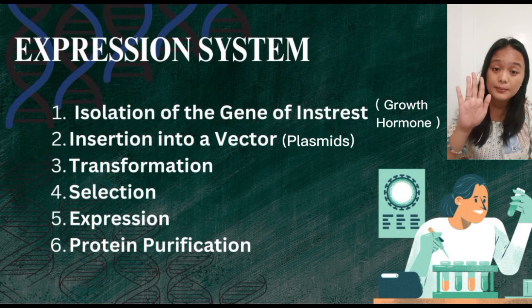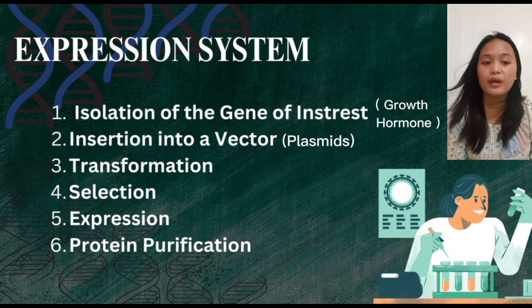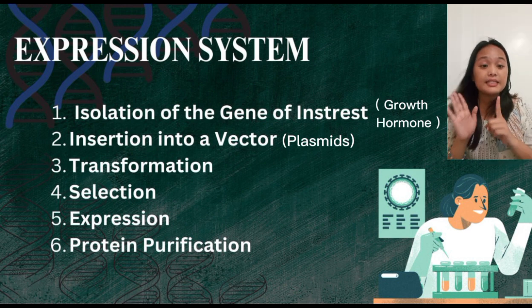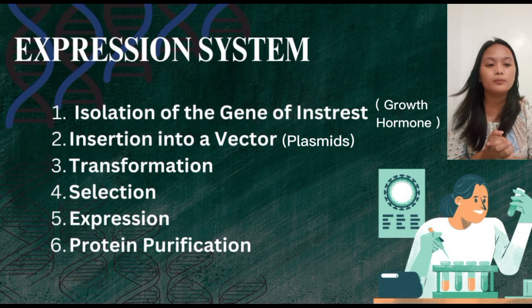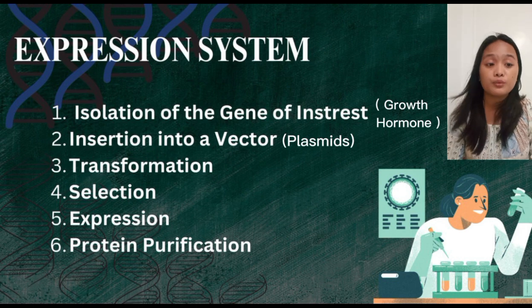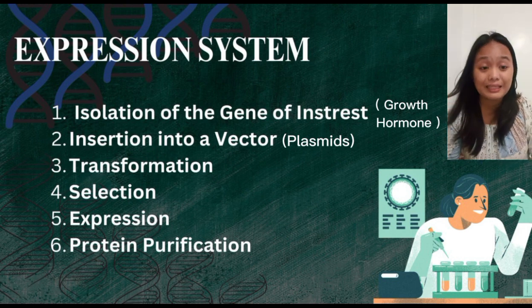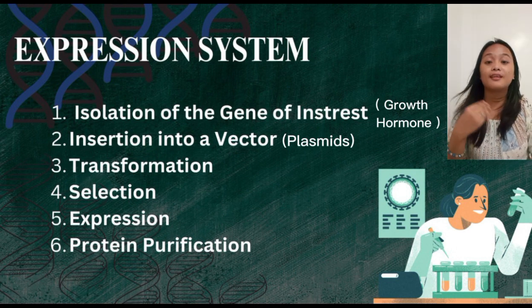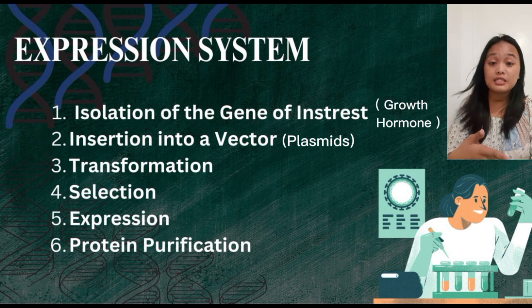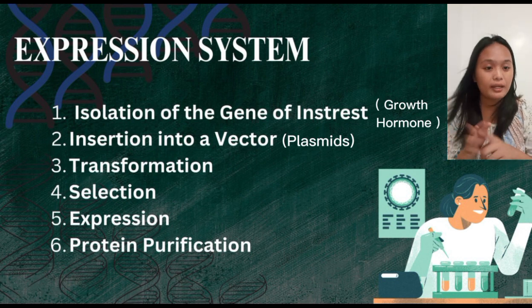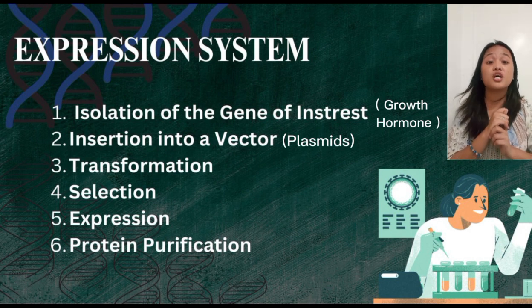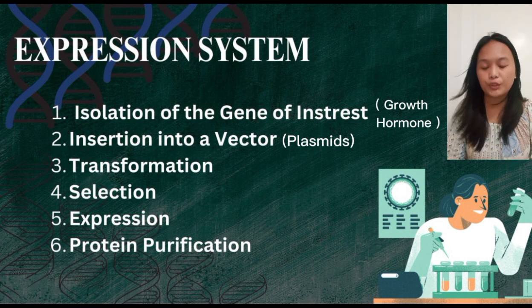Next, the fifth step is expression. As the bacteria grow and divide, they produce the growth hormone protein. And lastly, the protein purification. The growth hormone protein is then extracted and purified from the bacteria for further use, such as treating growth disorders in humans.